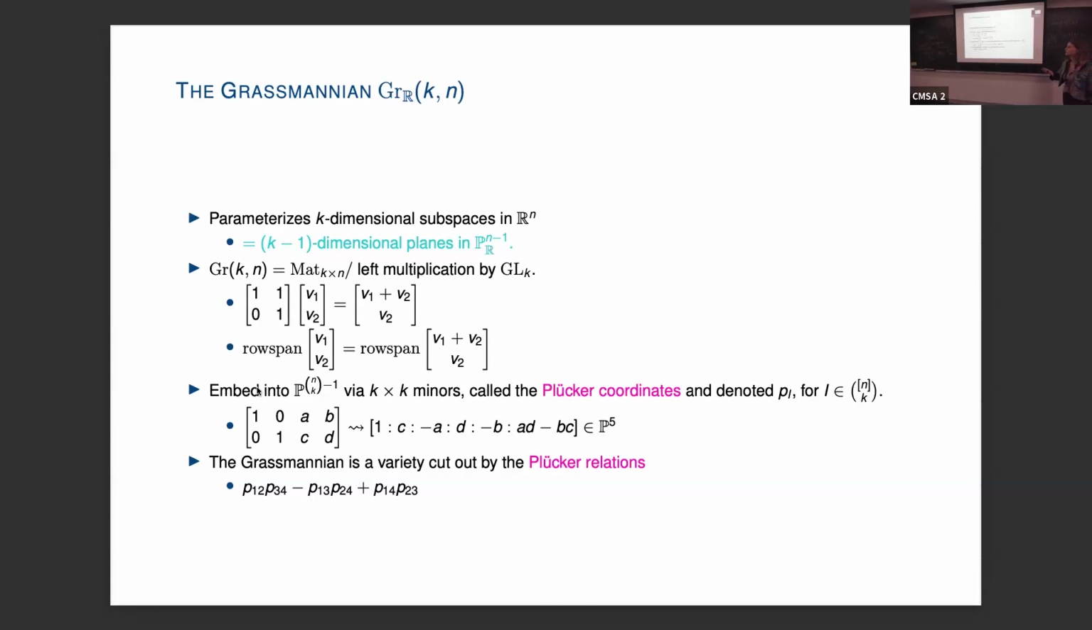And there's 4 choose 2, which is 6 of them. So this will live in 5-dimensional projective space. And as you can see here, not every point in 5-dimensional projective space can be written in this form, because there's a relation that holds between these minors, namely that AD minus BC is AD minus BC, which is written here. So this is the one Plücker relation we have in the Grassmannian Gr(2,4). In general, we'll have more of them that look something like this.